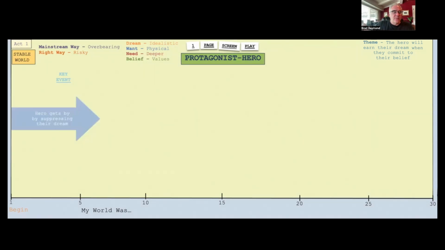And then it's always the same with protagonists. The protagonist gets by suppressing their dream. They decided it's too much trouble for whatever reason. The mainstream way has held them down. And in the template, they're in the middle, because being happy is up here and being sad is down here. It's all emotion, so when the character is happy and doing well, it's in the upper side, and when they're doing poorly, it's in the bottom. So the mainstream is keeping them down, and it's just easier. They're going to put it aside. That dream is way off in the distance.